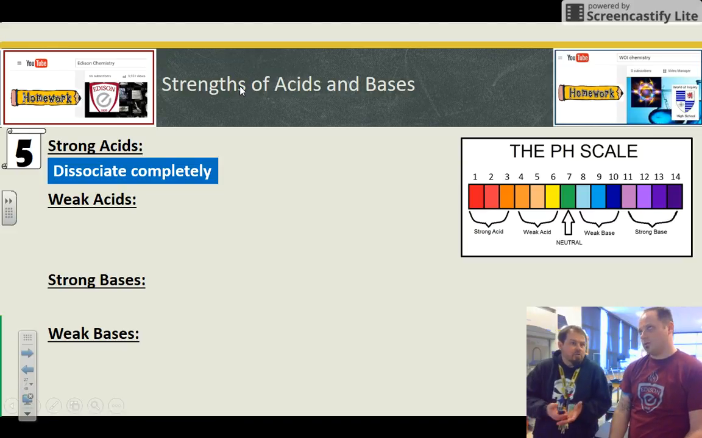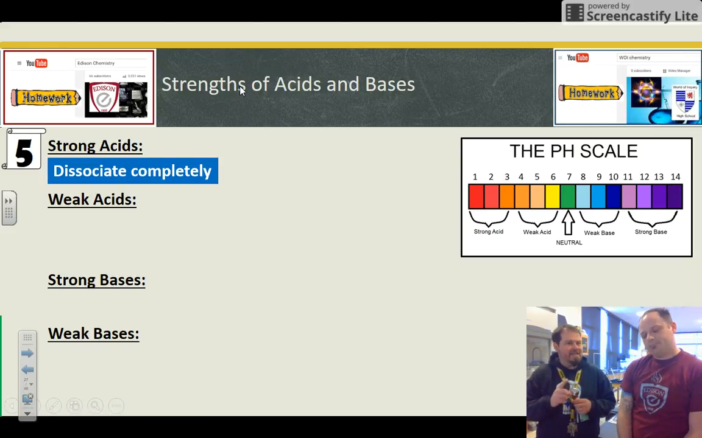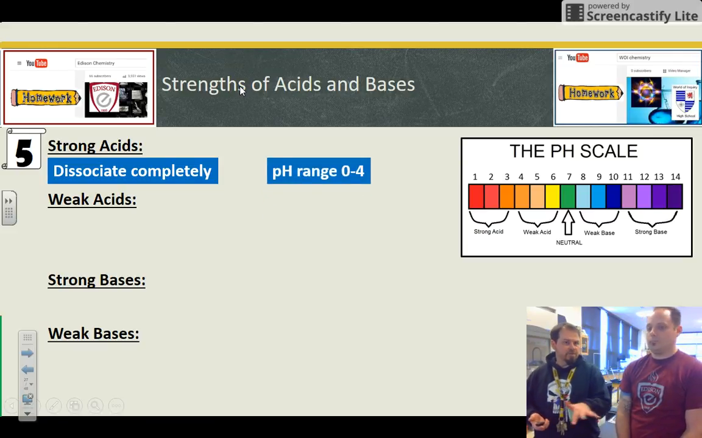Because I can make hydrochloric acid that is at a very low concentration and will barely make you itch, but it's technically a strong acid because it dissociates completely in water. That's the key. They generally have a pH range of 0 to 4. But the real definition is dissociate completely.